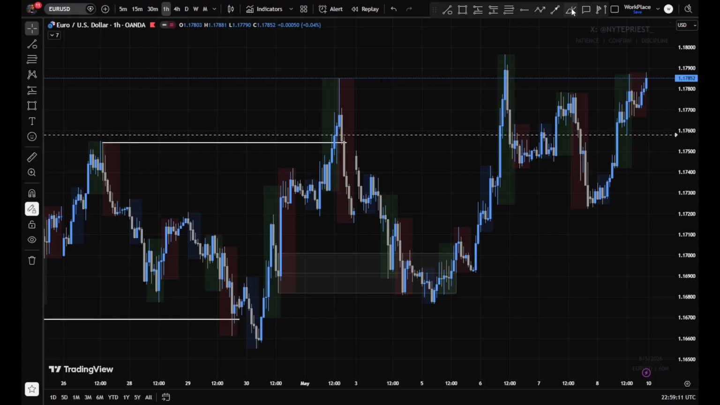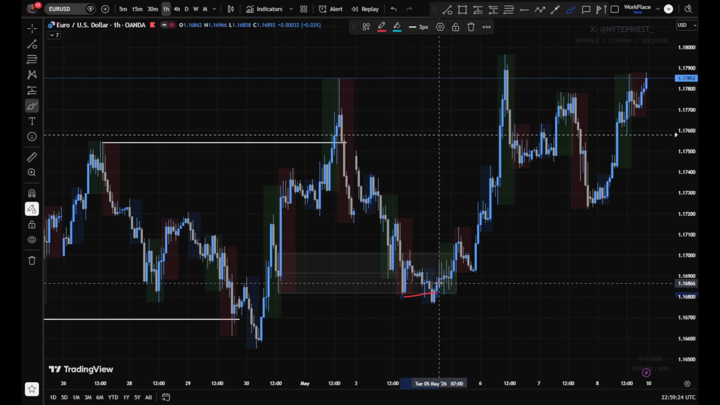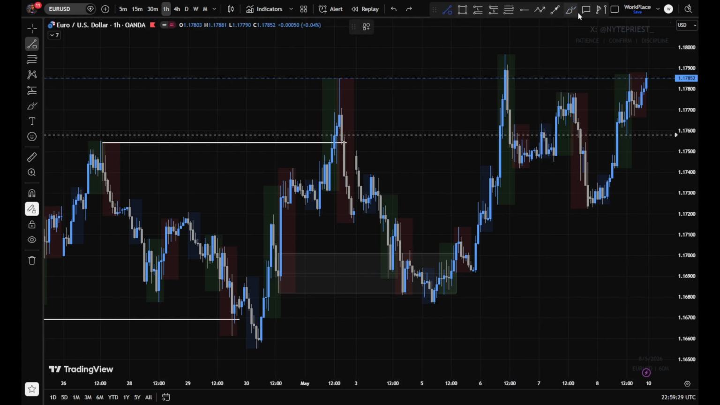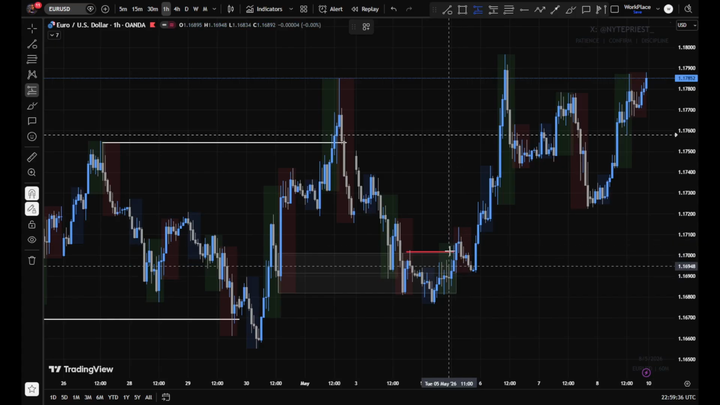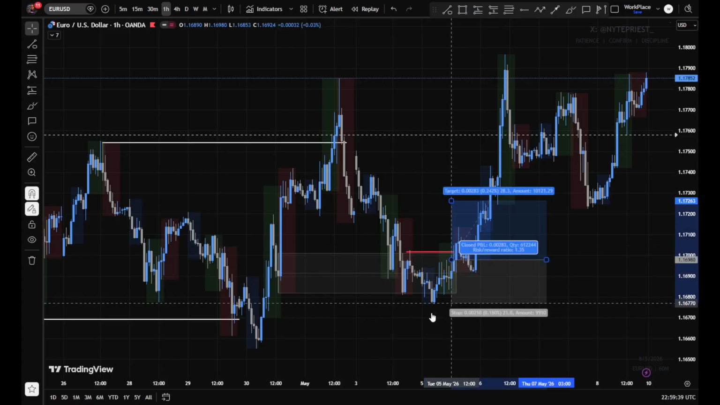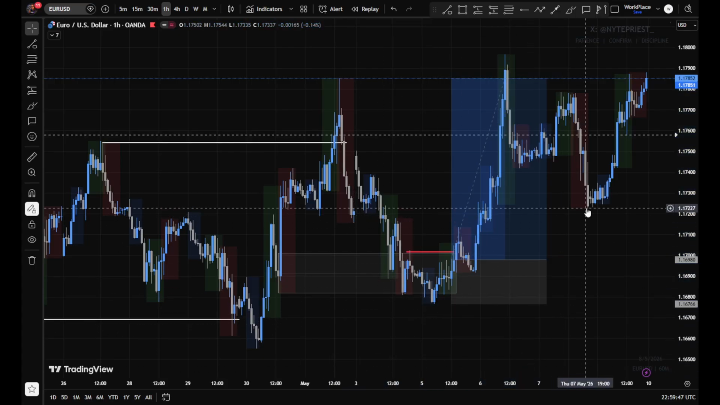As you can see, price mitigated this demand zone. We didn't fail. Okay, we swept that zone for early buyers. So the market liquidated early buyers, and then we had change of character to the upside. Okay, so after that change of character to the upside, I took my trade here with my stop loss below and my take profits. Okay, this was the trade I took.